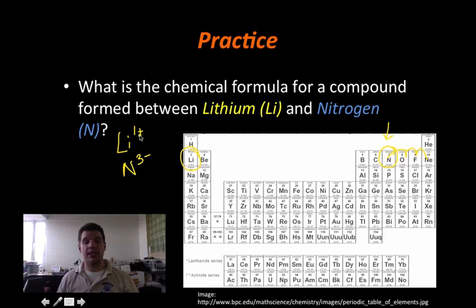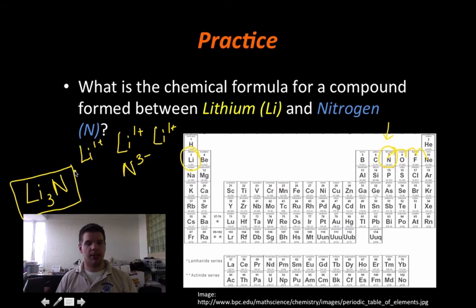Now, in order to cancel this out, I can't just add 1 more lithium, because even if I have 2 of them, I still only cancel 2. I don't cancel all 3. So I'm going to need 3 lithiums to cancel everything out. And when I put that together, my formula would be Li3N. And that is the compound for lithium nitride.